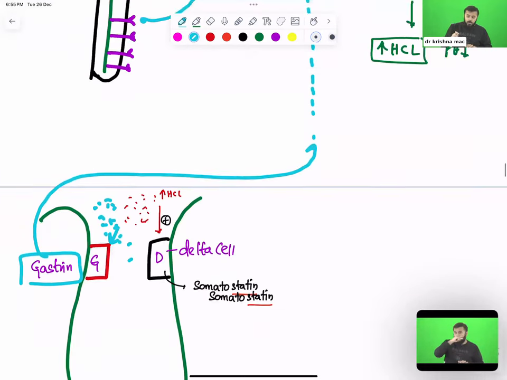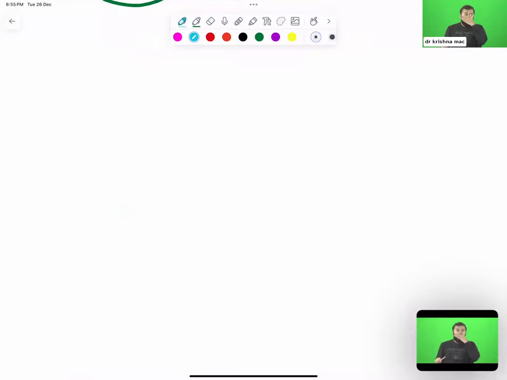Now, let us say a patient comes to me and says, doctor, I have gastric ulcers. How do you know? I have seen on the internet that these are the symptoms of gastric ulcers, and I am also having the same symptoms. Okay, fine.